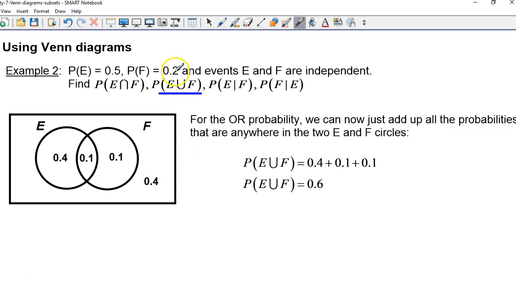Now we can find the probability of E or F because it's simply the probability anywhere in E or F together. And so that would be 0.4 plus 0.1 plus 0.1, which is a total of 0.6.